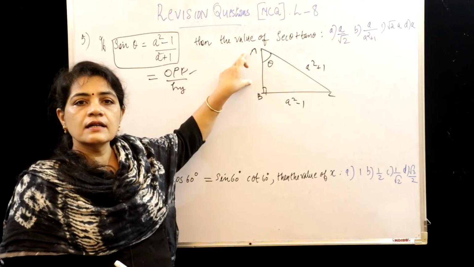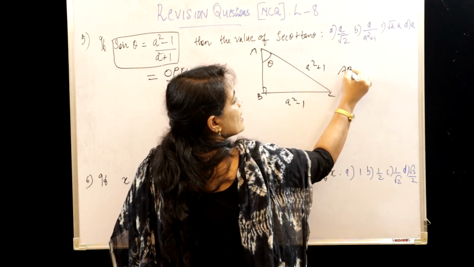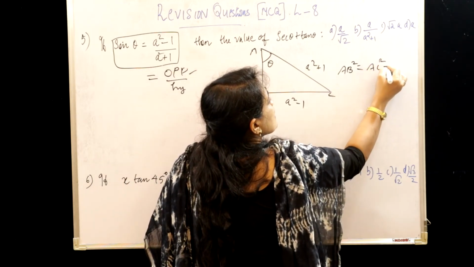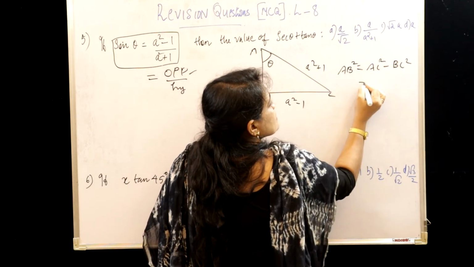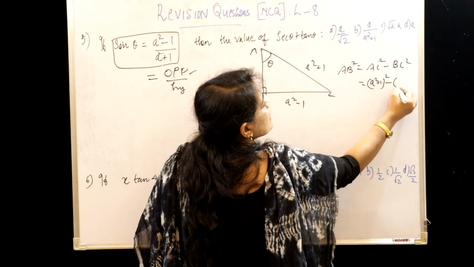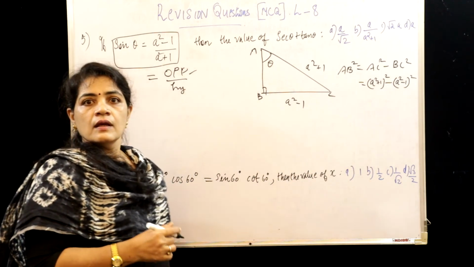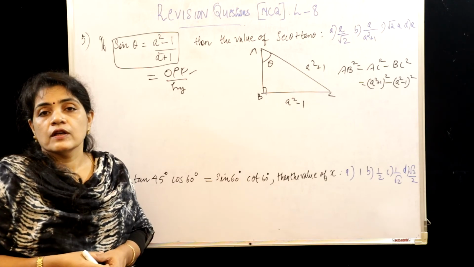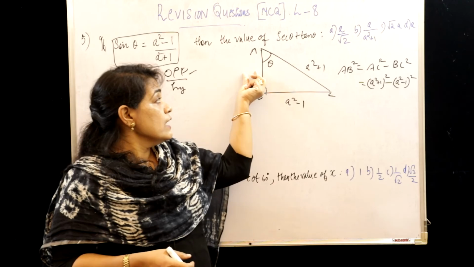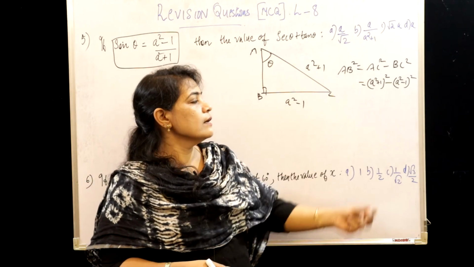And how to get the third side? Using Pythagoras theorem. So using Pythagoras theorem, AB square equals AC square minus BC square. AC square is (a square plus 1) whole square, minus (a square minus 1) whole square. Understand? If you need the square of the hypotenuse, you have to add the other two sides. If you get any one of these sides, you should subtract this side from the hypotenuse. That is what I did here.